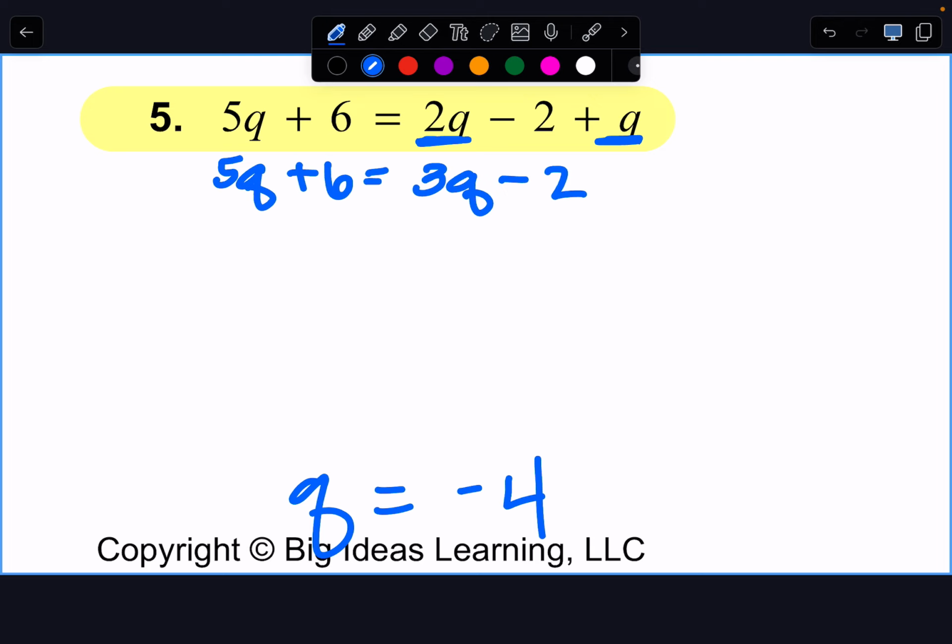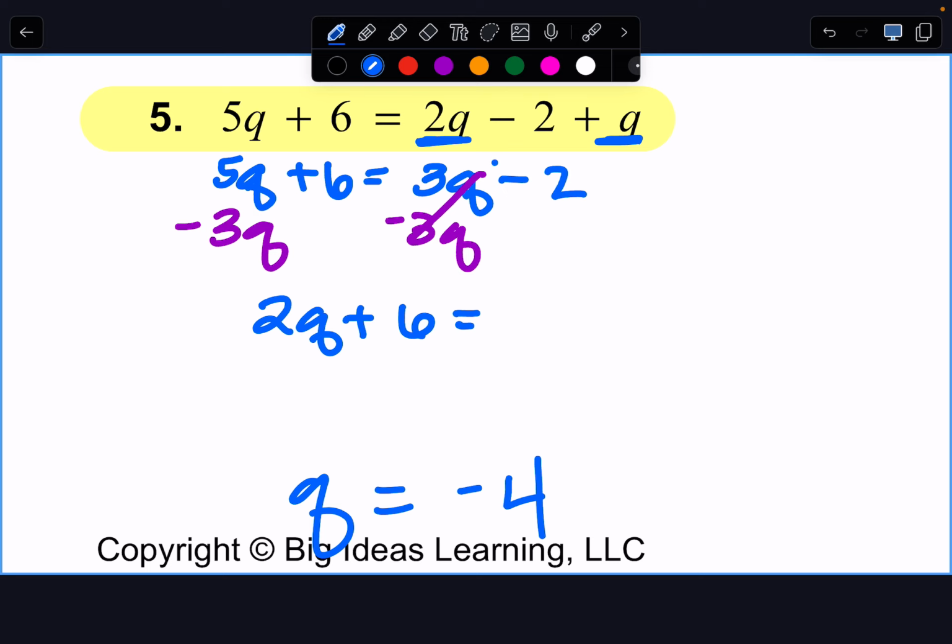So now, I think it would make most sense to put the Q's on the left side because it's going to give us a positive coefficient. Okay? So Miles, how are we going to move 3Q over to the left? Okay, so we're going to subtract 3Q from both sides, so these go away. And we have 2Q plus 6 equals this minus stays with the 2. You see that?